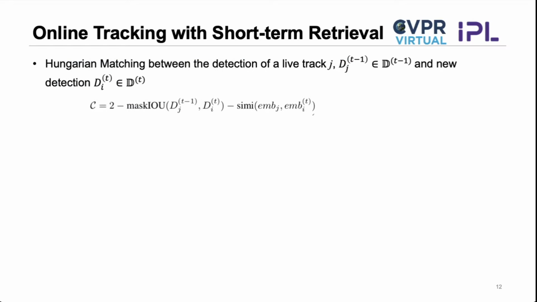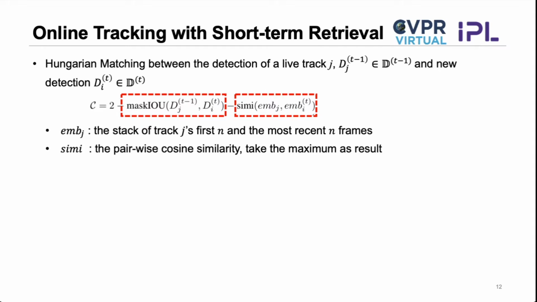The cost function of Hungarian matching includes the mask IOU between the detection of a live track in the last frame and current detections, and the cosine similarity of the features. The feature of a track is the stack of its first n and the most recent n frames, 2n in total.